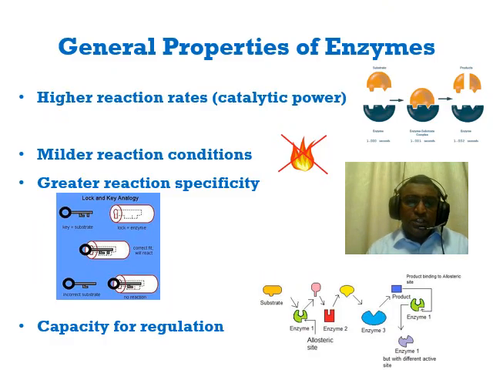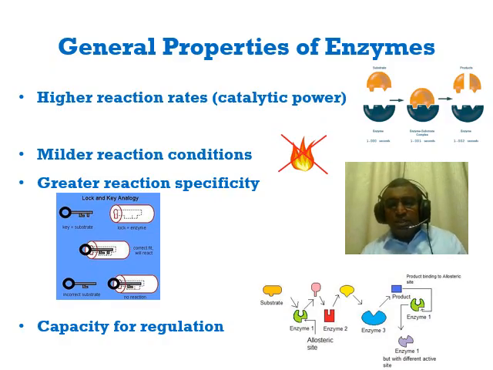Now we talk about the general properties of enzymes. They have higher reaction rates. That means they can immediately take up the substrate, immediately become the transition state, and quickly become product in a very short period of time, and are readily available to do that again and again. Milder reaction conditions, meaning that you do not need to raise the temperature for the reaction to proceed or complete. They are able to do it even at body temperature, which is very low, only 37 degrees Celsius.